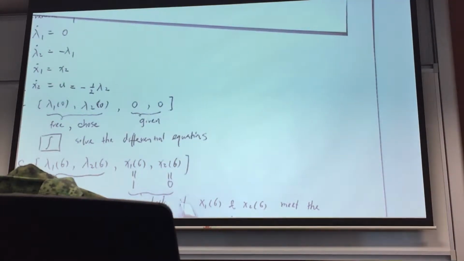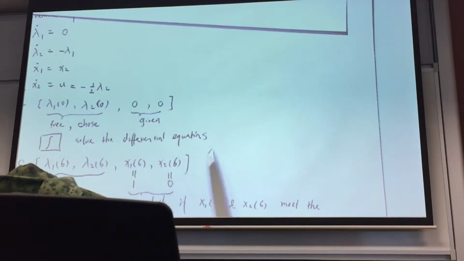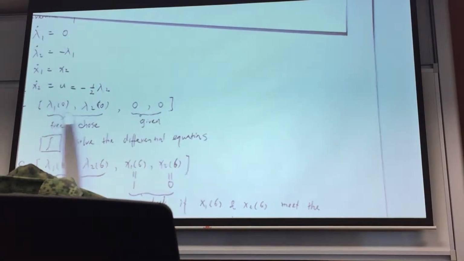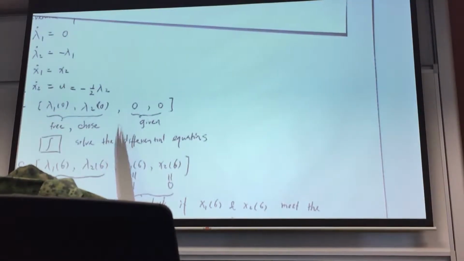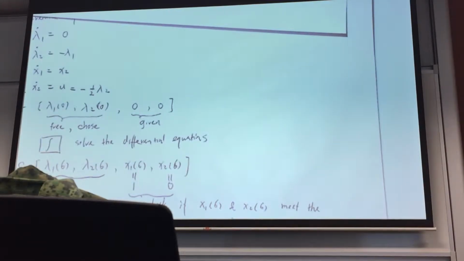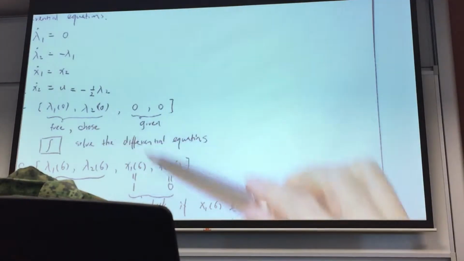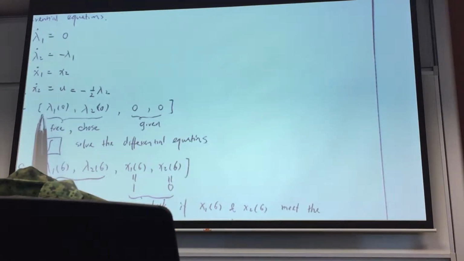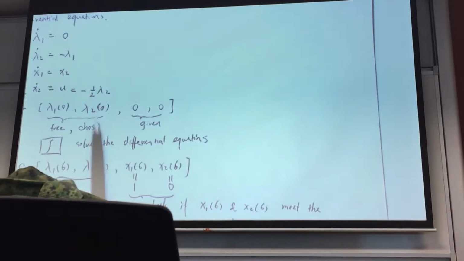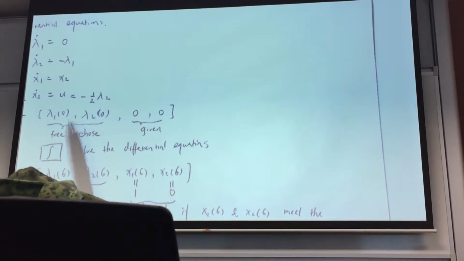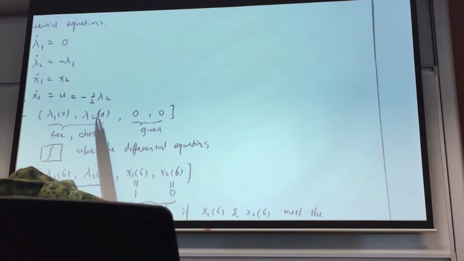So we can use this final condition to check and determine the correct values for lambda 1 0, lambda 2 0. So the idea is like this: we try different values for lambda 1 0 and lambda 2 0, and see which set of values can meet the final conditions. So this will be the result, the optimal lambda 1 0 and lambda 2 0.